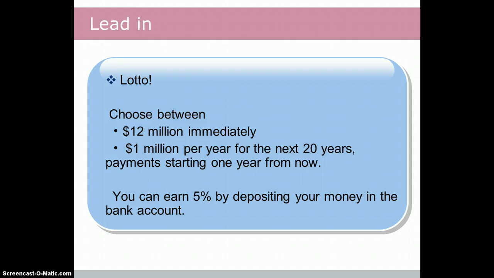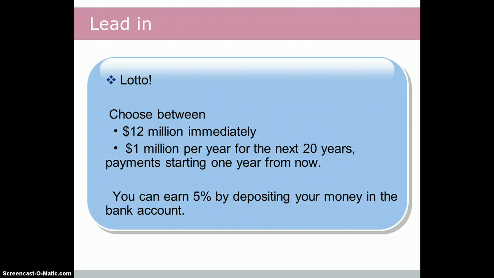Reward A is to get $12 million immediately, and Reward B is to get $1 million per year for the next 20 years, payments starting 1 year from now. Consider the time value of money. You know you can get 5% by depositing your money in the bank account. You can consider Reward B as an asset that pays a fixed amount of money each year for several years. 12 million is a big prize, isn't it?